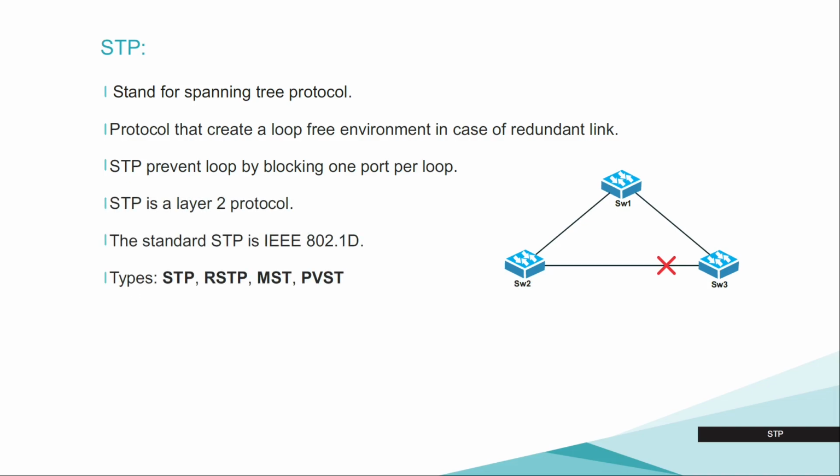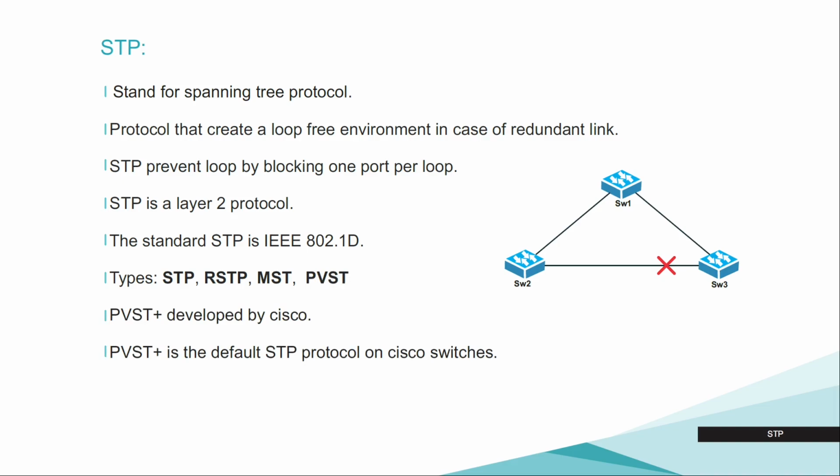Spanning tree protocol is a layer 2 protocol. As we mentioned, the loop happens only on layer 2. For layer 3, there are a lot of mechanisms that avoid the loop. The standard name for STP is 802.1D. There is more than one type of spanning tree protocol. There is the regular spanning tree. There is the rapid spanning tree protocol. There is MST, multiple spanning tree. And there is PVST, Per VLAN Spanning Tree Protocol.